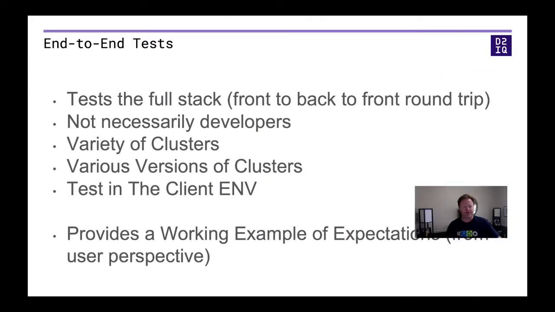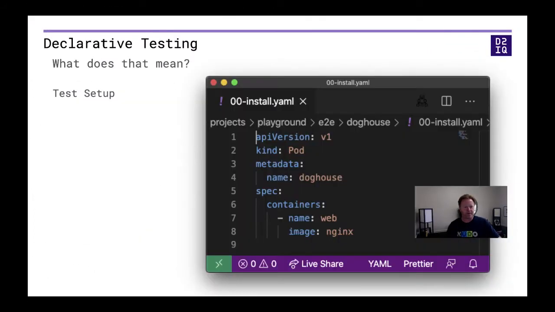Well, what does it mean to be declarative then? Well, when we say declarative, what we mean is the setup, the actual creation of state or existence of objects in the cluster can be declared, just like any Kubernetes object would normally. So here we have the creation of the doghouse, which is an Nginx pod that's going to run.